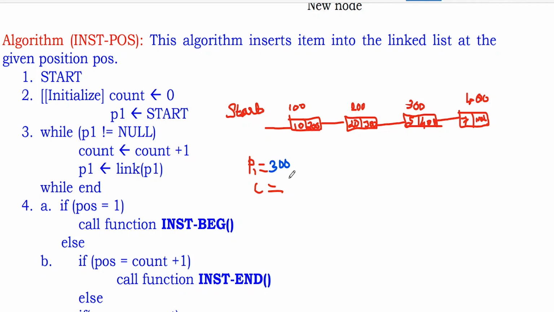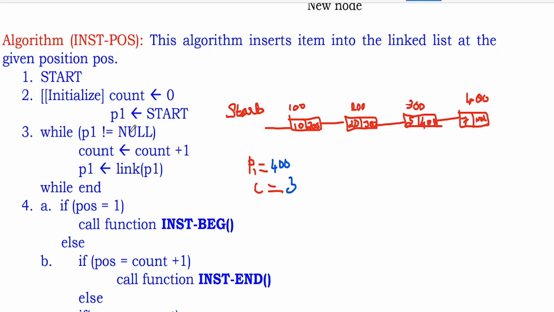Correct? I think it's very simple. Okay, then P1 is link of P. So what is P1? 300. Link of 300 is 400. So P1, which was 300, now becomes 400.